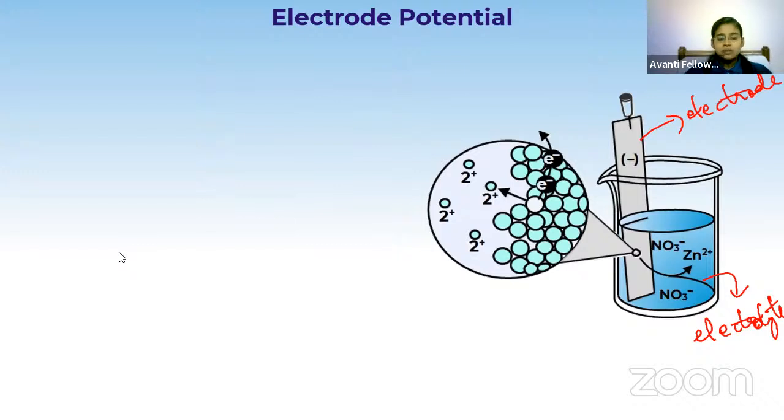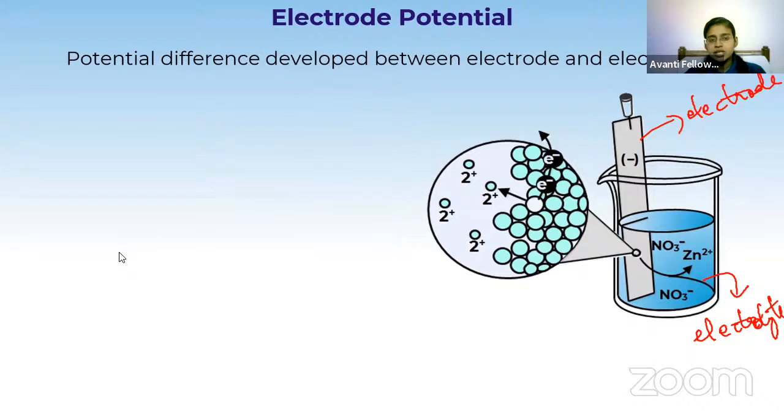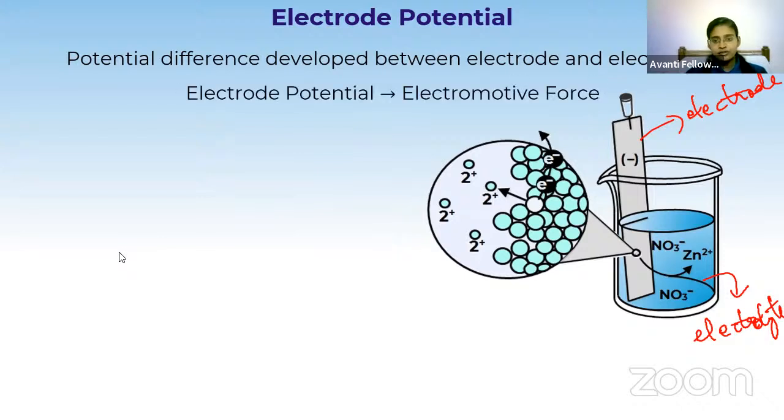There will be some potential difference developed between electrode and electrolyte, and we call that potential as electrode potential. So electrode potential can otherwise be called as electromotive force. Electrode potential is also called as electromotive force. So there is some potential difference developed between this electrode and electrolyte, and that is called as electrode potential.